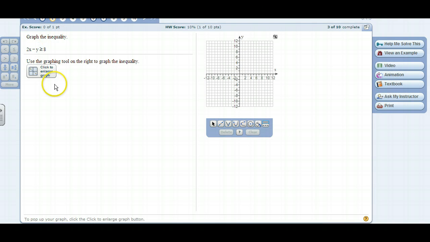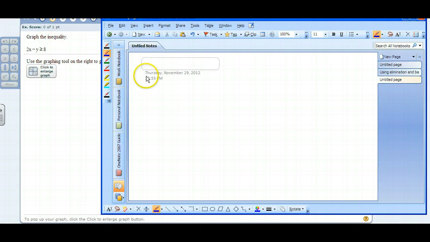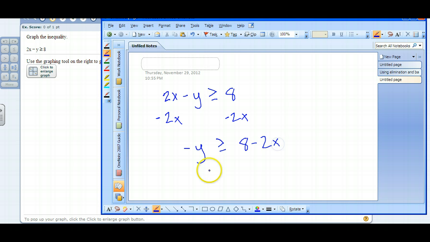Now if it's not isolated, then you'll need to isolate it. So here I've got 2x minus y is greater than or equal to 8. I'm going to subtract this 2x over, and I've got negative y is greater than or equal to 8 minus 2x. Divide away the negative 1, to get that y isolated. We want y, we don't want negative y. Now what happens when we divide by a negative? Remember, your order symbol flips. It was greater than or equal to, now it becomes less than or equal to.